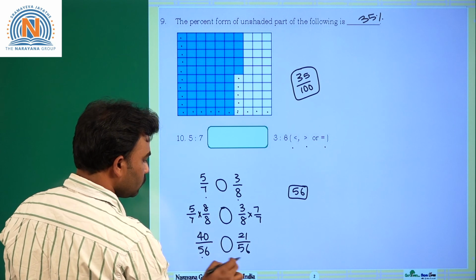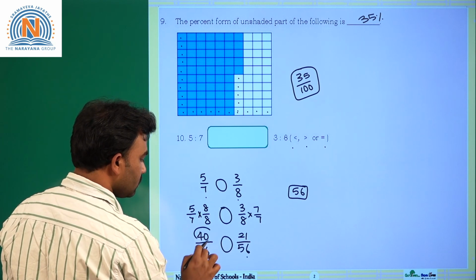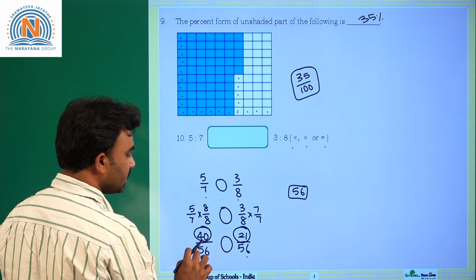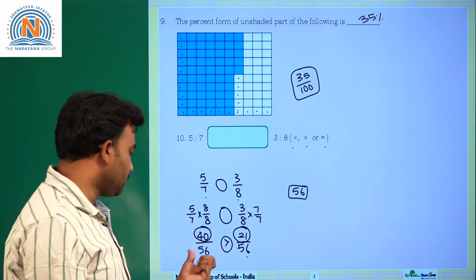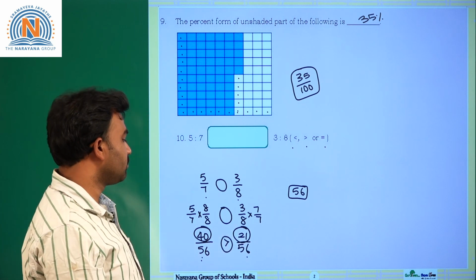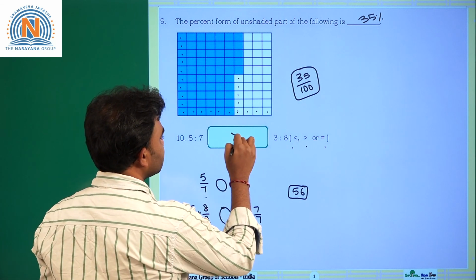Now 5 eights are 40 by 7 eights 56, and 3 sevens are 21 by 8 sevens 56. Now both the denominators are the same, so we can compare numerators directly. 40 and 21: as 40 is greater, 40 by 56 is greater than 21 by 56. So here the greater than symbol.